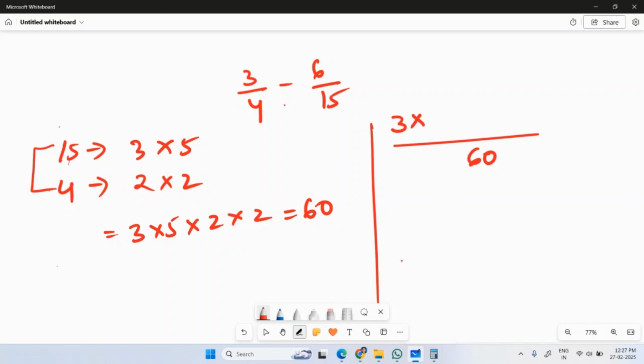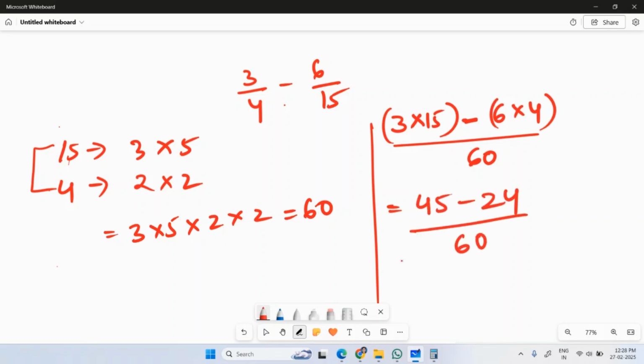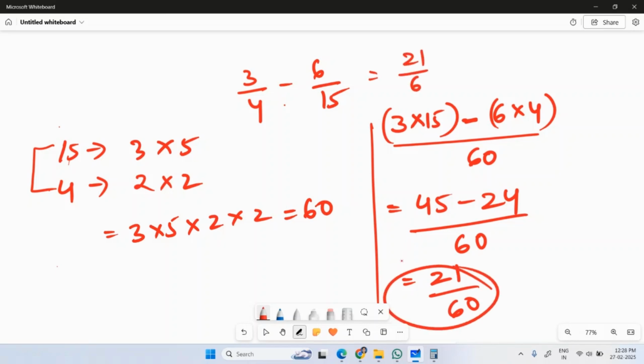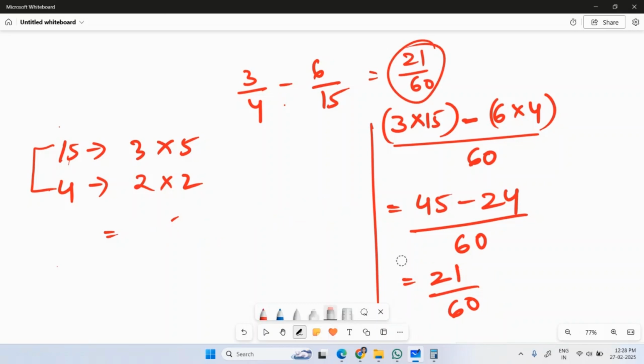Now 3 times 15 is 45, minus 6 times 4 is 24, upon 60, which is nothing but 45 minus 24, which is how much? 21 upon 60. 21 upon 60 is the answer. Still, we can convert this into lowest form.